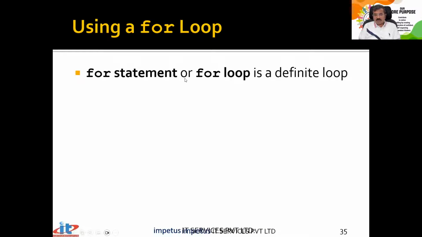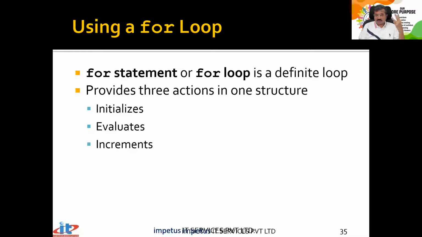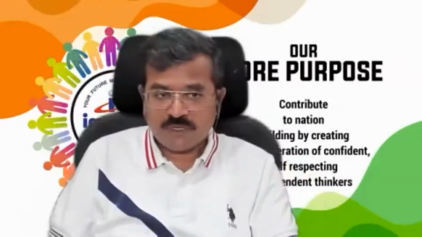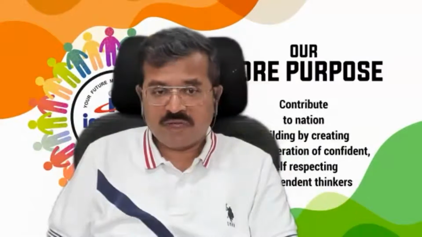So the for statement is a definite loop. It's always a counting loop. We know for sure in advance how many times the iterations have to be performed. So we have to provide three things: initialize, evaluate, and increment. We say counter in the range of initial value to final value, step 1, do something. We'll keep on doing this something till the value of counter is in the range of initial value to final value. That's the basic design of this particular kind of loop.